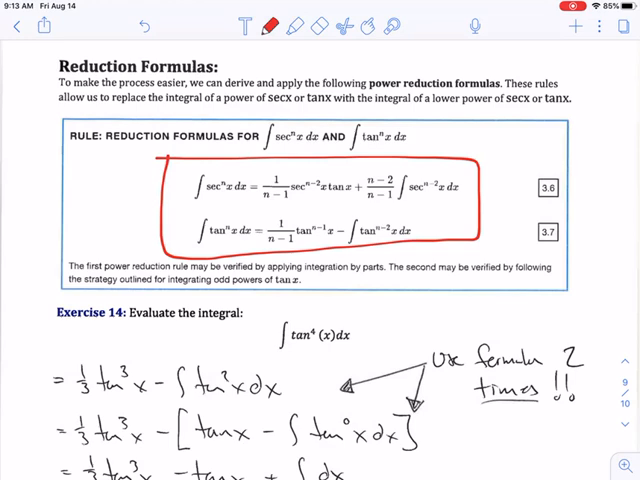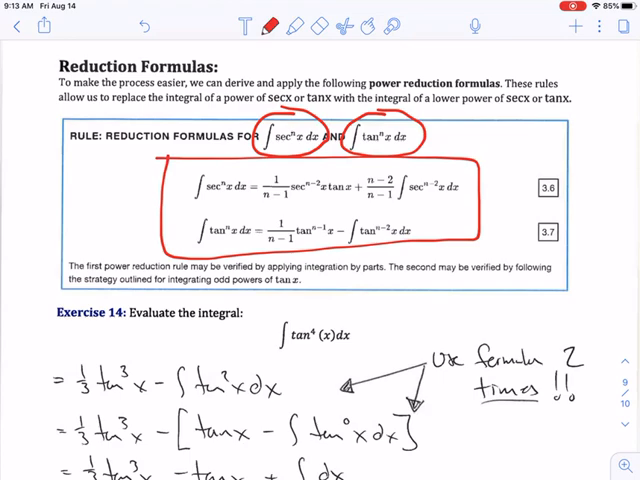So this is what you use if you have the integral of secant to some power n, or tangent to some power n. You can use the reduction formulas. Sometimes you can do them by using other techniques, but the reduction formulas will help you to solve these. They just give you a formula to follow.